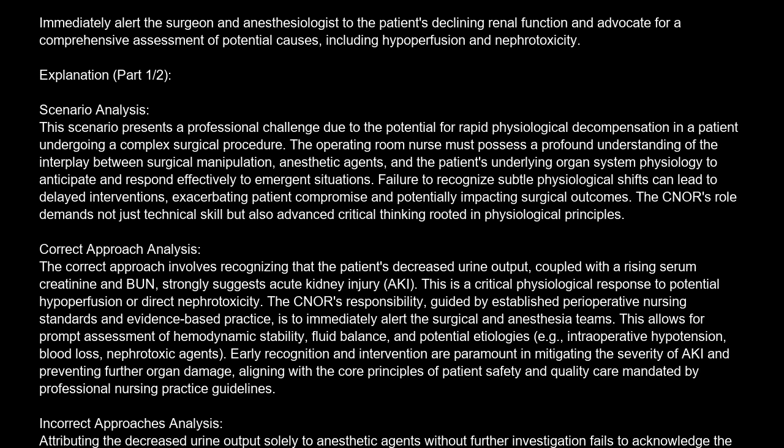Early recognition and intervention are paramount in mitigating the severity of AKI and preventing further organ damage, aligning with the core principles of patient safety and quality care, mandated by professional nursing practice guidelines.